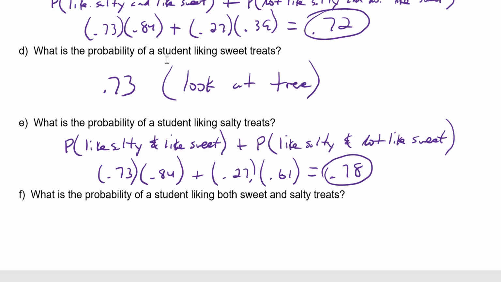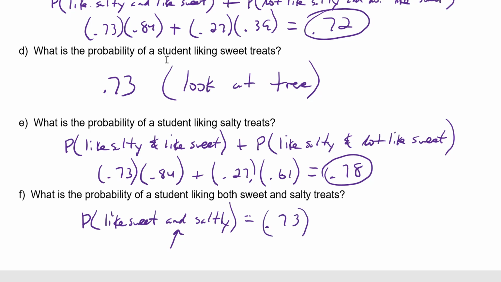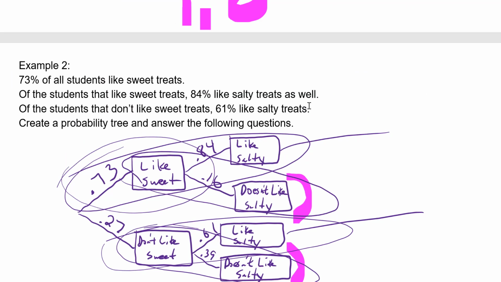Okay, and the last one here, it says, what is the probability of a student liking both sweet and salty treats? Well, so probability of like sweet and salty. So just remember, it's and. So probability of liking sweet is 0.73, and the probability of liking salty is 0.84. Okay, so you get 0.61. Okay, and again, if you added all those probabilities together, you multiplied the top one, the middle one, the next one, and the next one, you add them all together, you get 1.0.